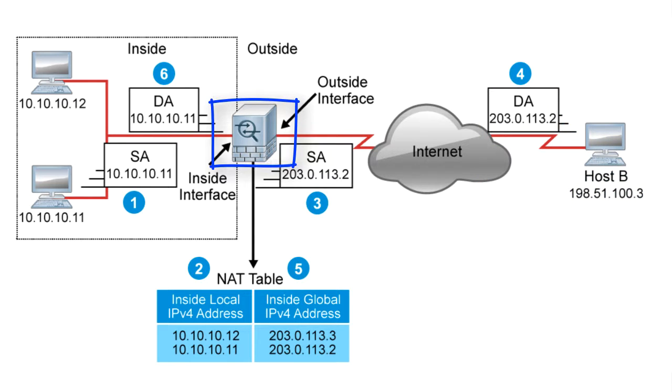When the ASA receives the reply packet and checks its table, it finds the entry that's associated with the inside global IPv4 address of 203.0.113.2. The ASA replaces the inside global address of 203.0.113.2 with the inside local address of 10.10.10.11 and forwards the packet.